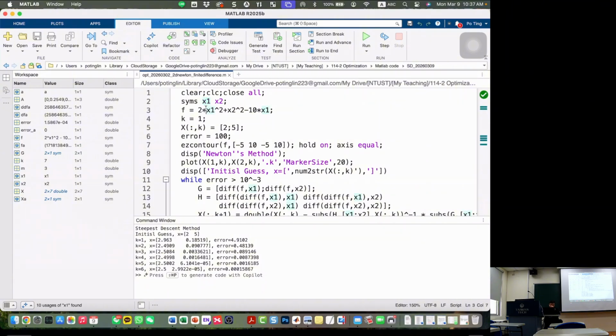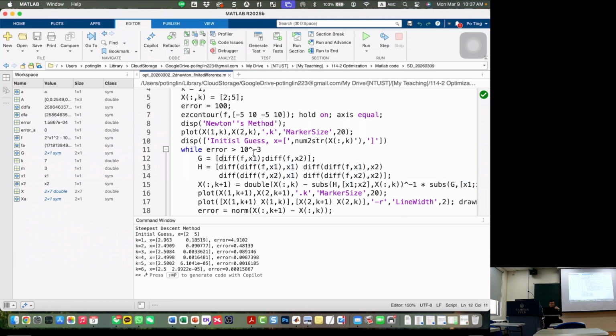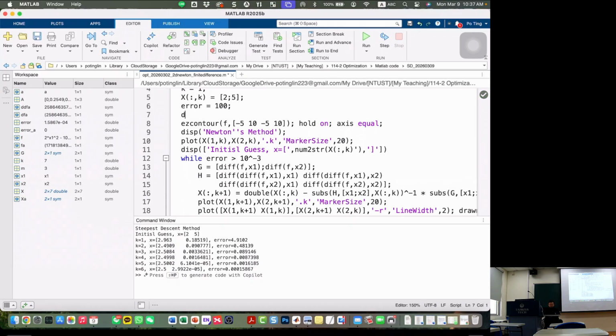Okay, so for finite difference, in MATLAB coding I can still do symbolic. The only thing is I don't perform diff. So overall, I will need a parameter called delta. And my delta would be something small, 10 to the power of -5, something like that. That's my small increment.